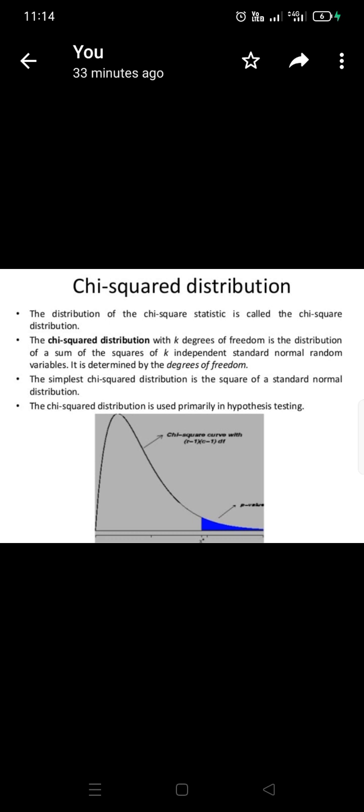Chi-square distribution. The chi-square distribution with k degrees of freedom is the distribution of the sum of the squares of k independent standard normal random variables. It is determined by the degrees of freedom. The simplest chi-squared distribution is the square of a standard normal distribution. The chi-square distribution is used primarily in hypothesis testing.